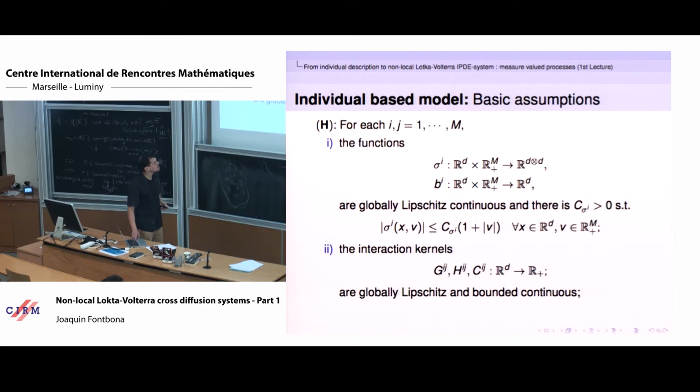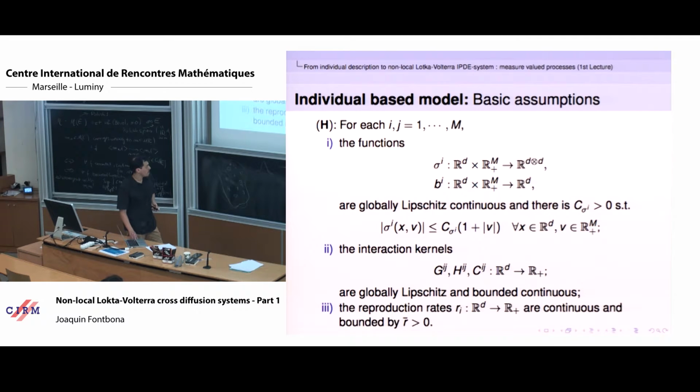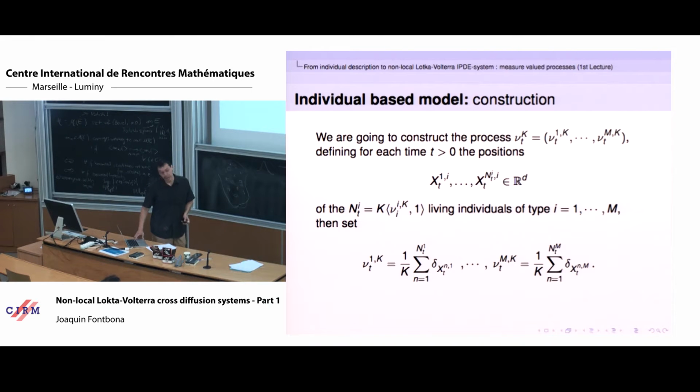And the interaction kernels will be Lipschitz unbounded continuous functions. As for the reproduction rate, I will assume it is continuous and bounded as well. So R bar denotes an upper bound for all of the reproduction rates.